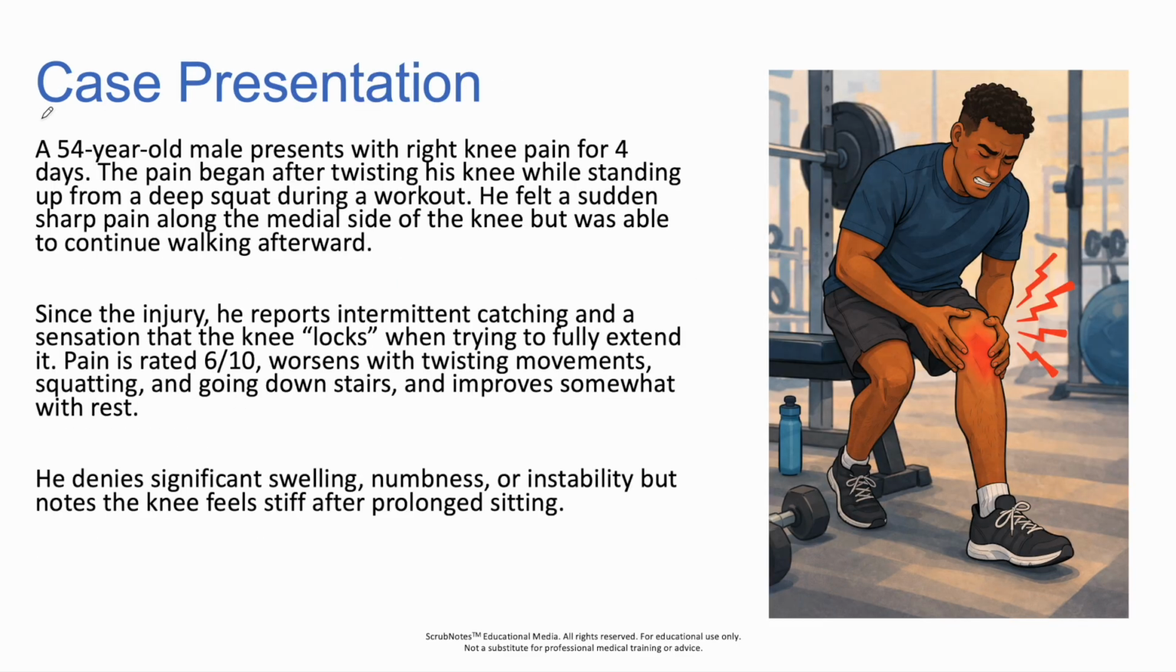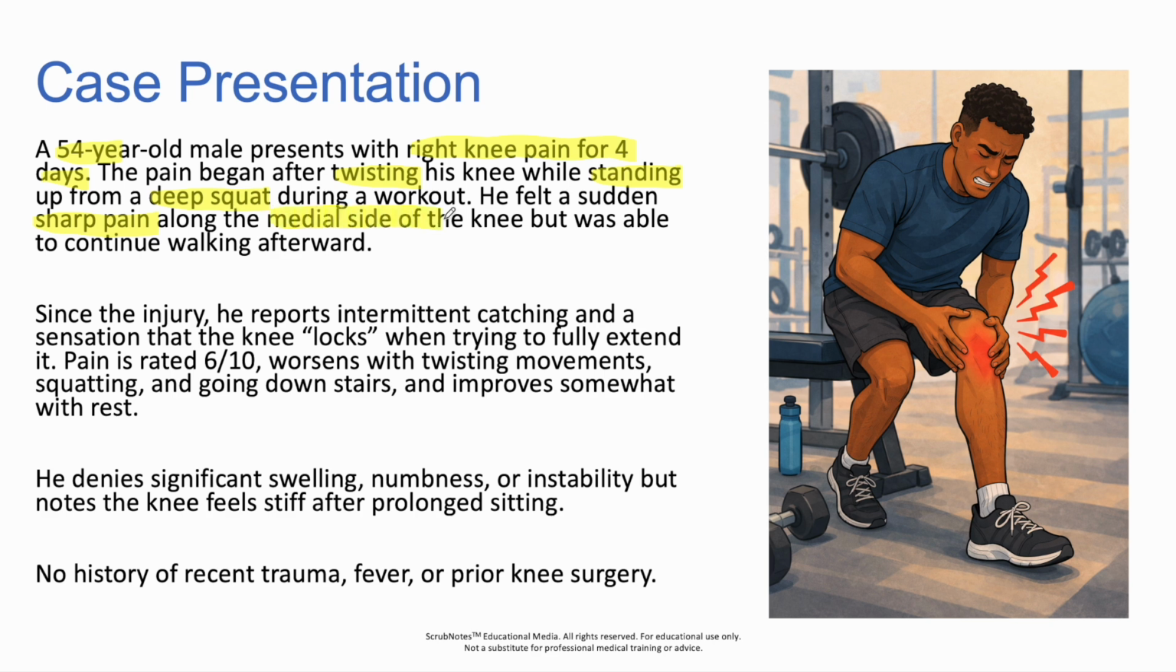Let's apply this framework to a case. A 54-year-old male presents with right knee pain for 4 days. The pain began after twisting his knee while standing up from a deep squat during a workout. He felt a sudden, sharp pain along the medial line, but was able to keep walking afterwards. Since the injury, he reports intermittent aching and a sensation that the knee locks when trying to fully extend it. Pain worsens with twisting, squatting, and going downstairs. So already we have some really important pattern clues here.